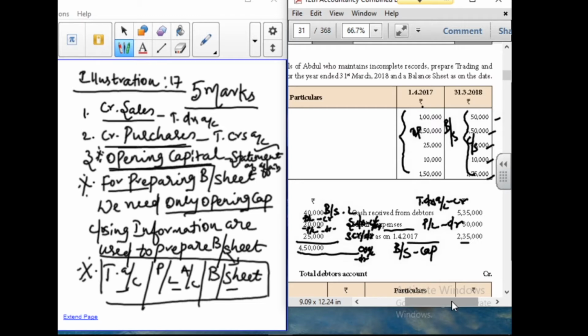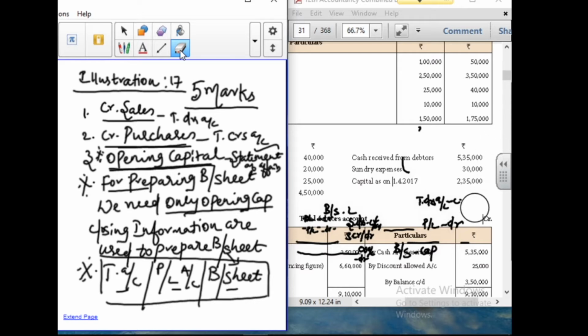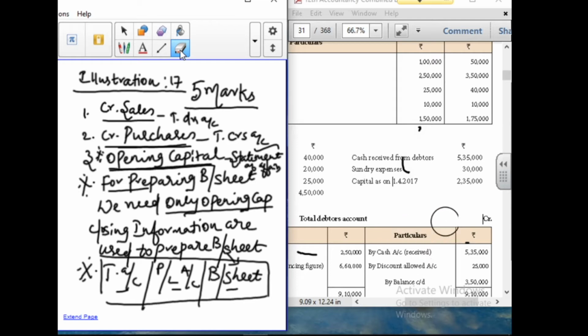Let's move on to the problem. First we are going to find out the total creditors account and total debtors account. With the total debtors account, we can find out the credit sales, I said. First we have allocated the things. What are the things available in that? Just look into the problem. That is the total debtors account.